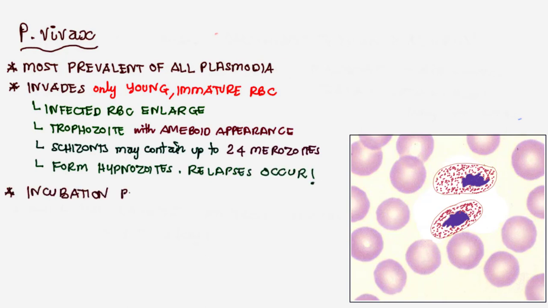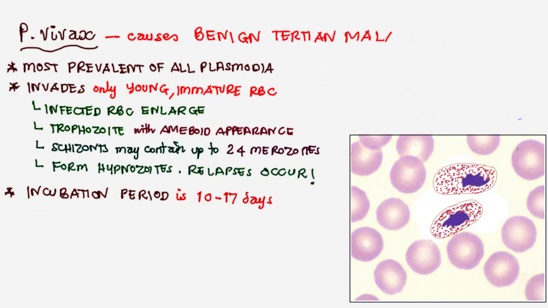Plasmodium vivax has an incubation period of about 10 to 17 days and causes benign tertian malaria. Benign because the patient may happen to tolerate the attacks, and tertian because attacks occur every 48 hours.